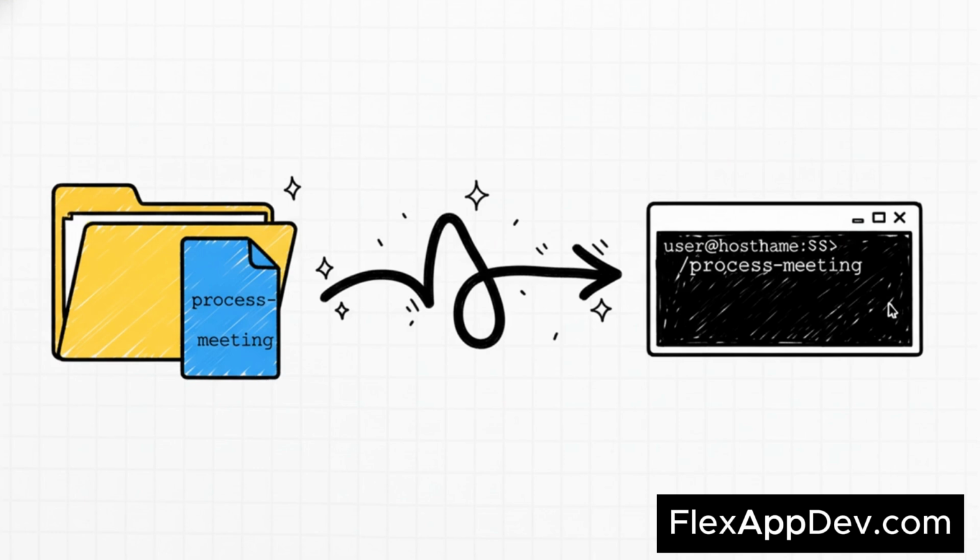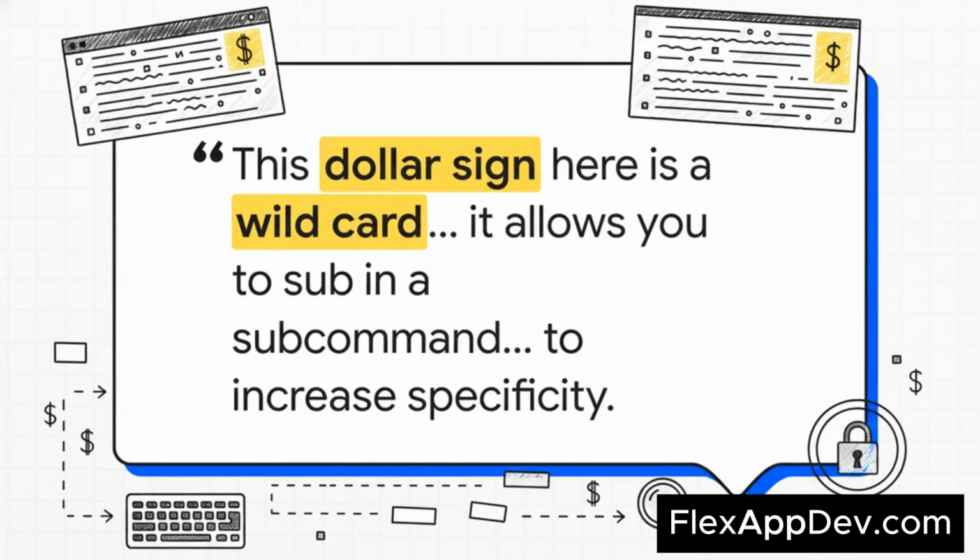Now you can just type /process meeting latest and kick off a whole complex predefined workflow. It really is that easy. And check this out. Here's a little pro tip that makes your commands way more powerful. You can use this $ symbol as a placeholder for an argument inside your command file. It basically acts as a wildcard. This lets you pass in specific info, like a meeting ID or a keyword, right after the command itself. It just adds this whole other layer of flexibility.